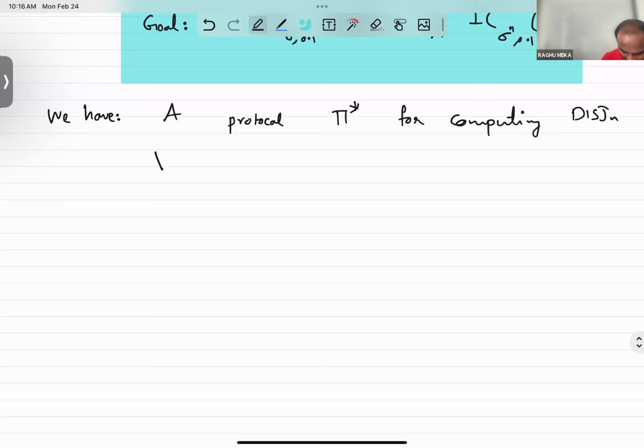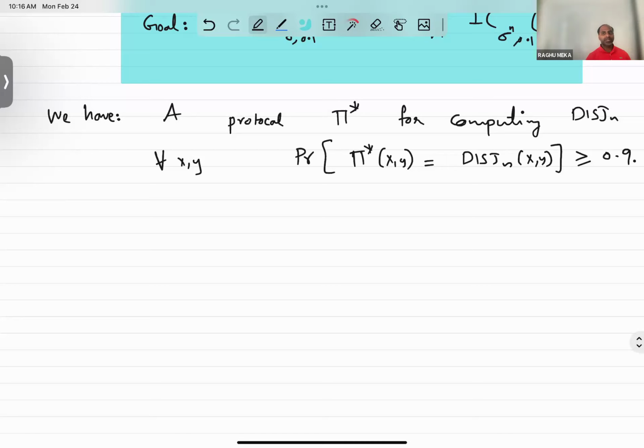So meaning for all x comma y, we have this, and we want to use pi star to get a protocol for a single bit NAND, but whose information complexity is smaller. So let's say pi star is very good. Maybe its information complexity is like root n or n over log n or something like that. Something that we don't believe exists, but we want to use it somewhere.